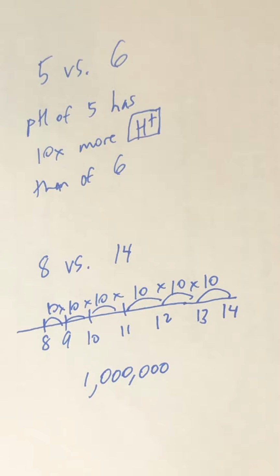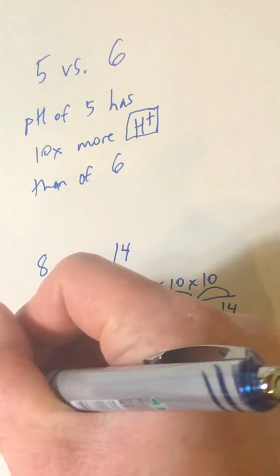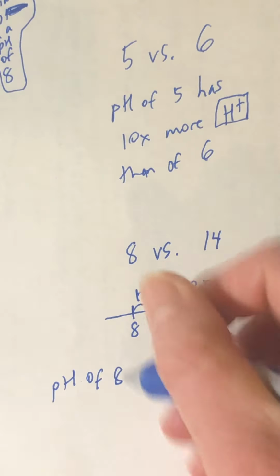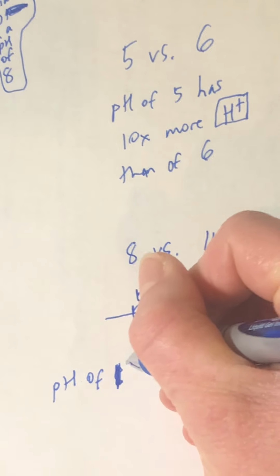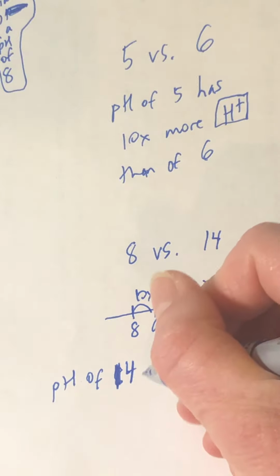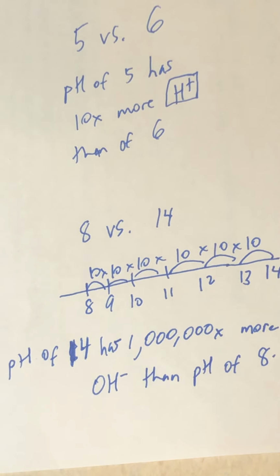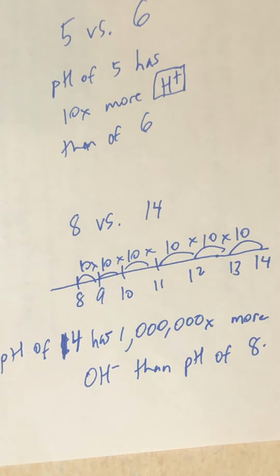So in this case here, I could say the pH of 8, well, let's do the other end, sorry. The pH of 14 has a million times more hydroxide ions than a pH of 8. Hopefully you can see that all now, and hopefully this was helpful.